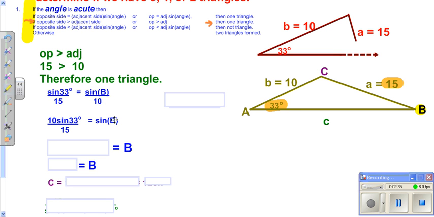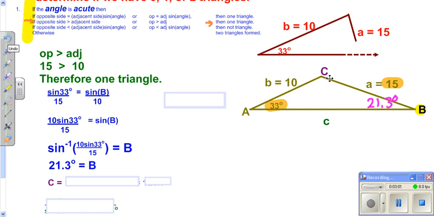Now I need to finish getting B by itself, so I've got to get rid of the sine, and that's your sine inverse. So take the sine inverse of both sides. This is my calculator ready form. Now I need to go ahead and type that into my calculator, and I get the decimal approximation of 21.3 degrees.